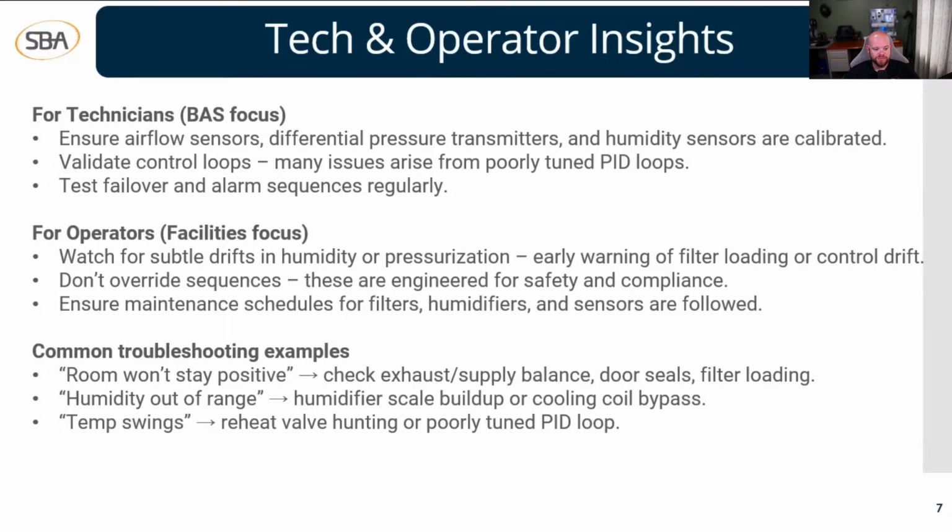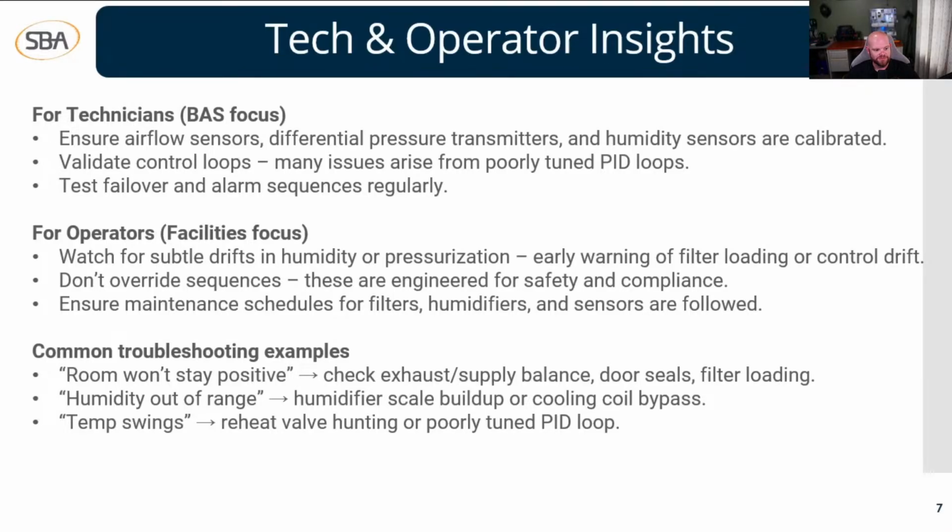Next example here is the humidity being out of range. I'm going to check and make sure there's no scale buildup on the humidifier. So calcium buildup, anything like that might need cleaned if we're not humidifying properly. Then I would check our cooling coil bypass to see if our bypass is open. We need to make sure our bypass is closed so that we can pass chilled water through the coil effectively.